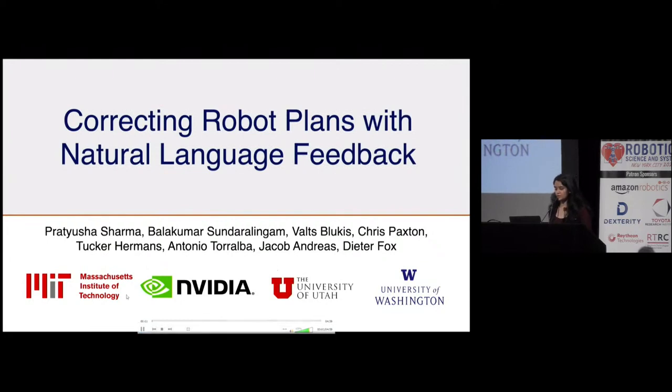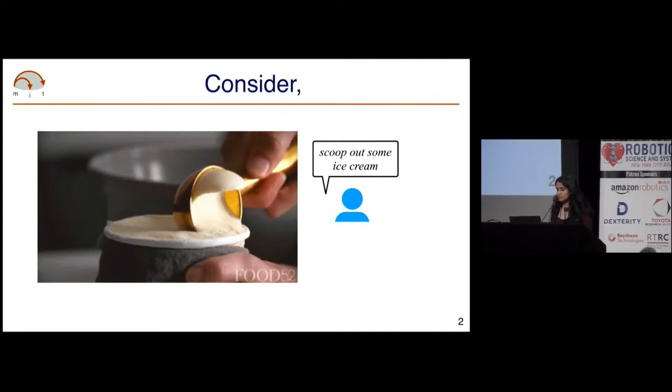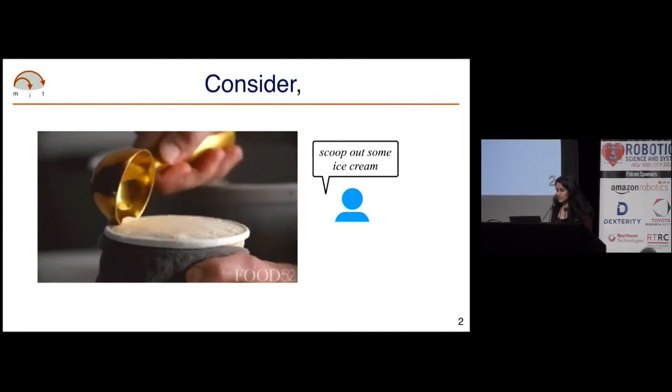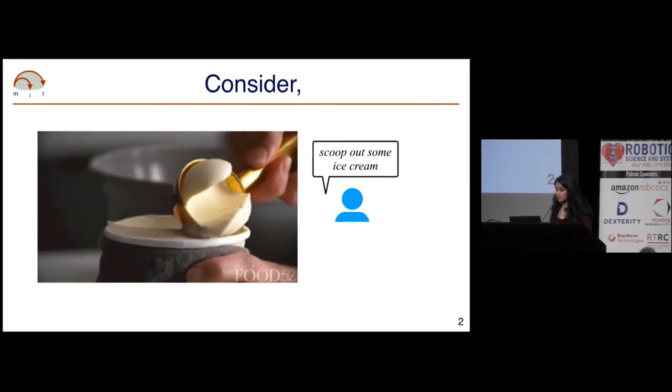Hello, everyone. I'm going to be talking about our work on how natural language can be used as a tool for correcting and updating a robot's behavior at test time. Consider a robot that knows how to scoop ice cream. While most of the time the robot might give you a nice scoop of ice cream, it might fail at times due to changing environmental factors.